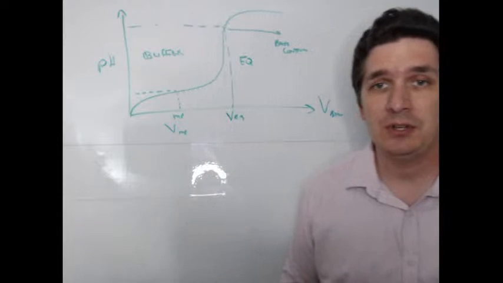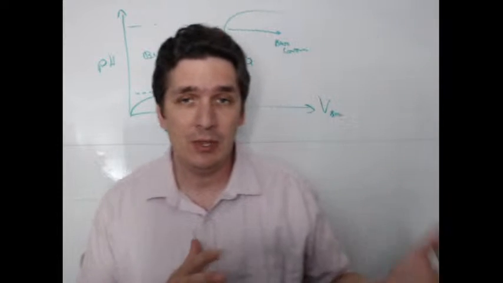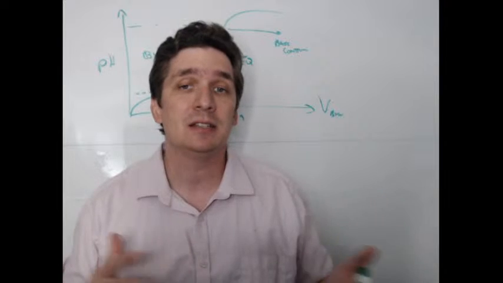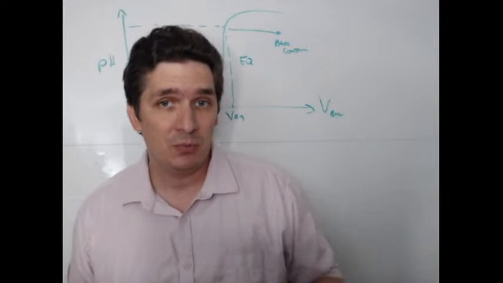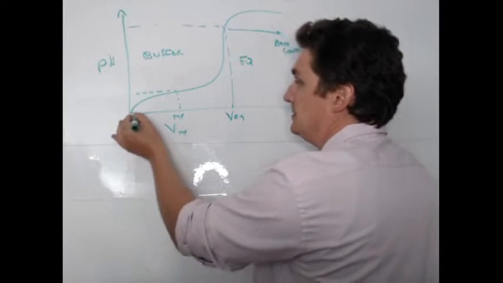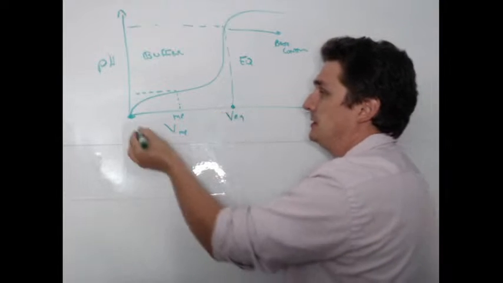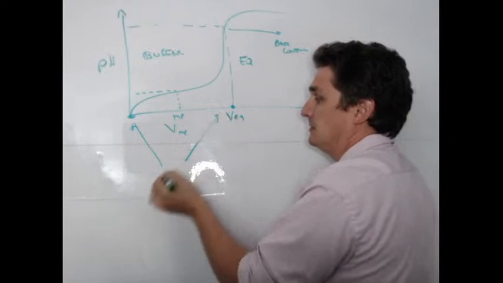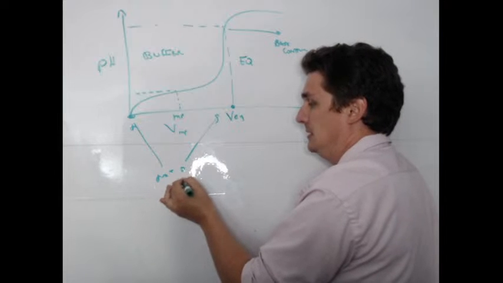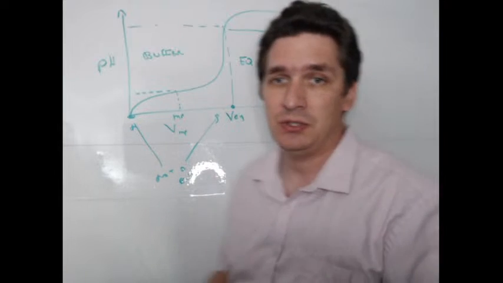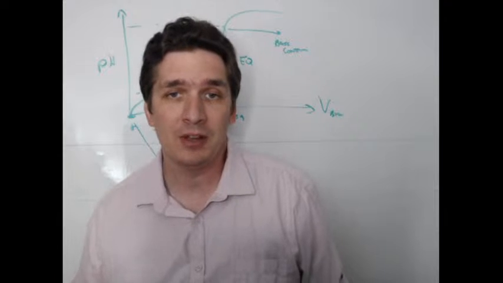Beneath that, we have the buffer region, and a buffer by definition is a mixture of a weak acid and its conjugate base, or a weak base and its conjugate acid. We have to have both present. So at 0, and at the equivalence point, we do not have a buffer. It is only between these two regions that we can claim we have buffer behavior.